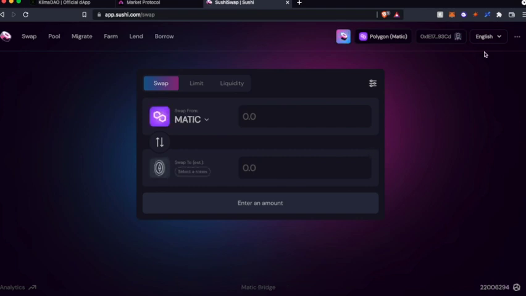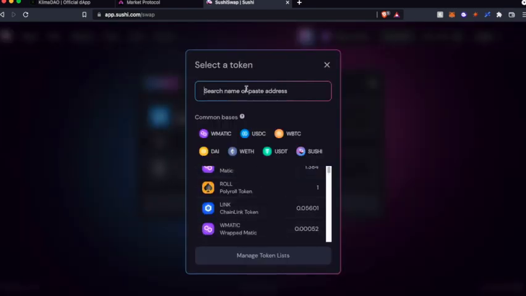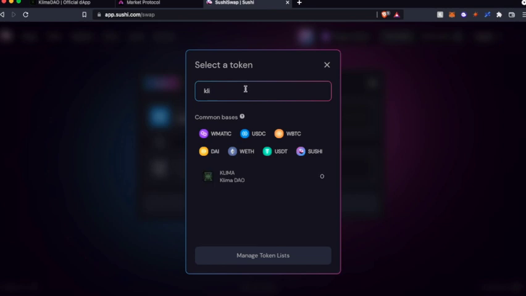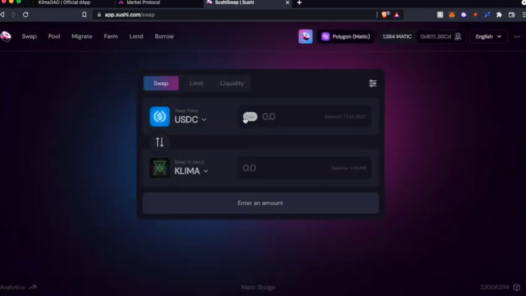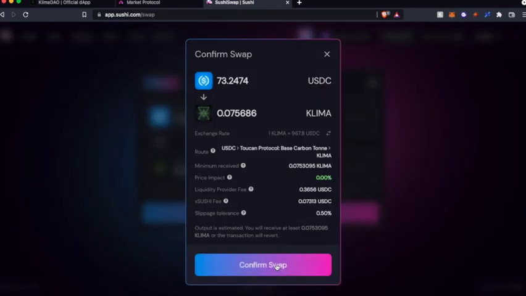Sometimes it takes some time. Okay. USDC, yes, and Klima. All right, so I'm going to get 0.07.